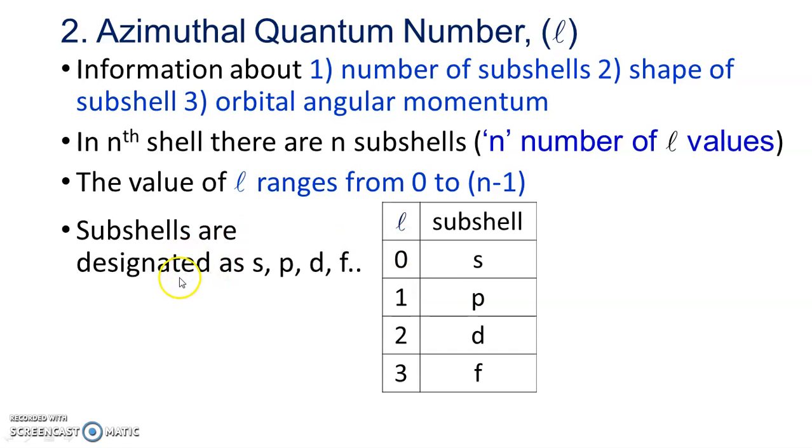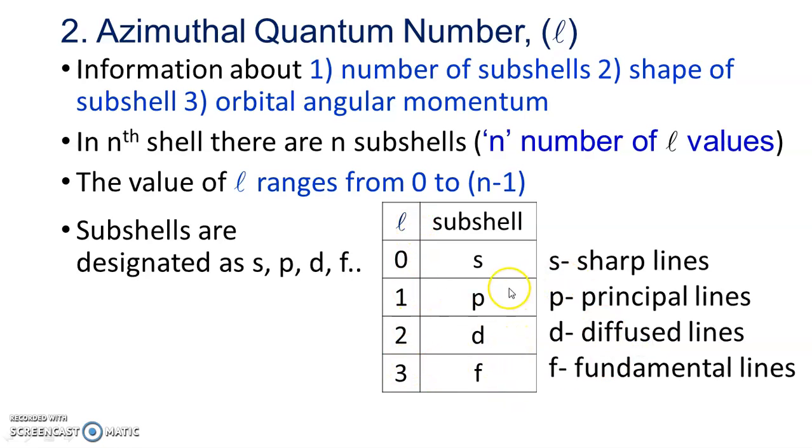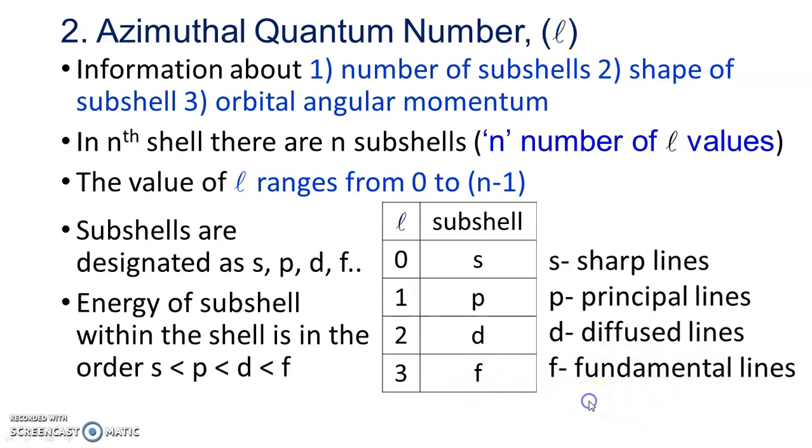And the subshells are designated as s, p, d and f. If the value of l is 0, then it is designated as s. When l is equal to 1, then p. When l is equal to 2, then d. When l is equal to 3, then f. Now this s stands for sharp lines in line spectra, p stands for principal lines, d stands for diffuse lines, and f stands for fundamental lines.